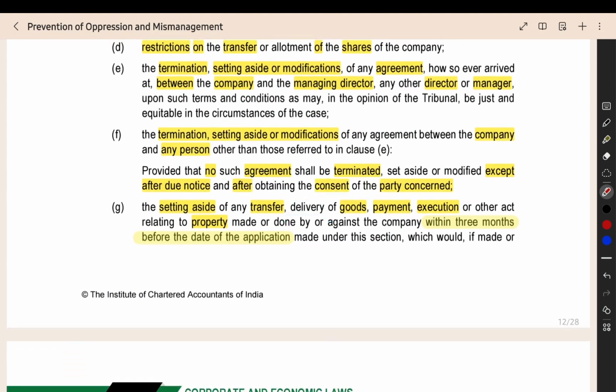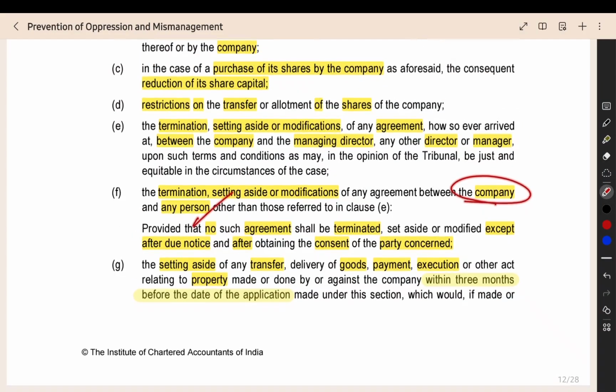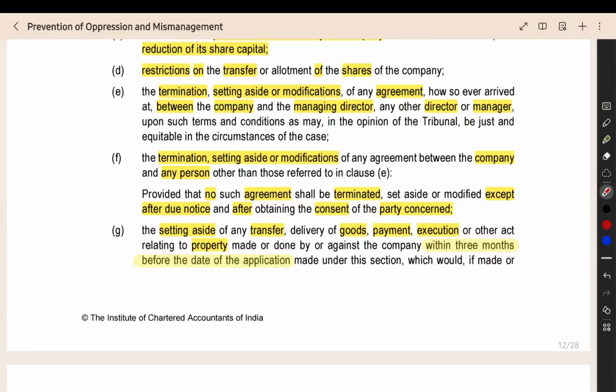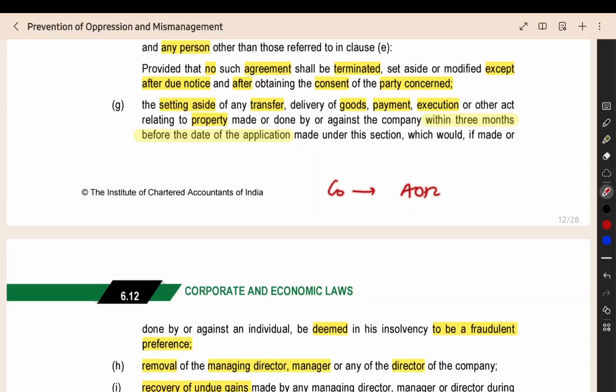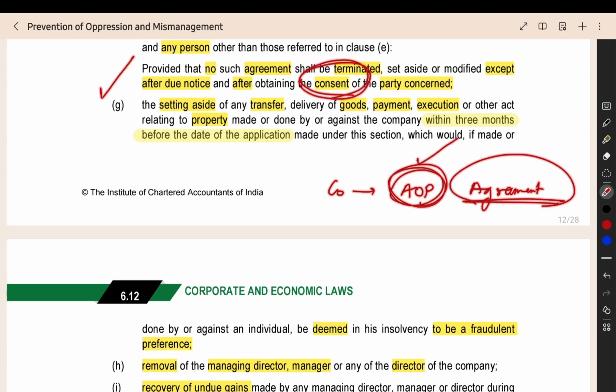The next point, when you see, they can modify or set aside the agreement between the company and any other person also. Other than those specified here, any other person also, that agreement can be terminated by the tribunal. Then we have the company and any other person. Between these two we have the agreement, and if this agreement must be terminated, then you have to give notice to the other person. After giving notice and after getting the consent, only then can you terminate this agreement.